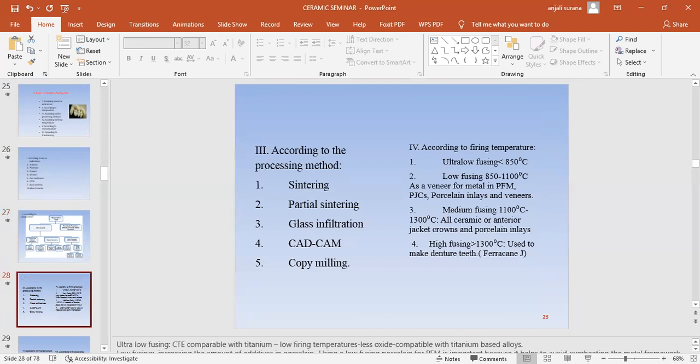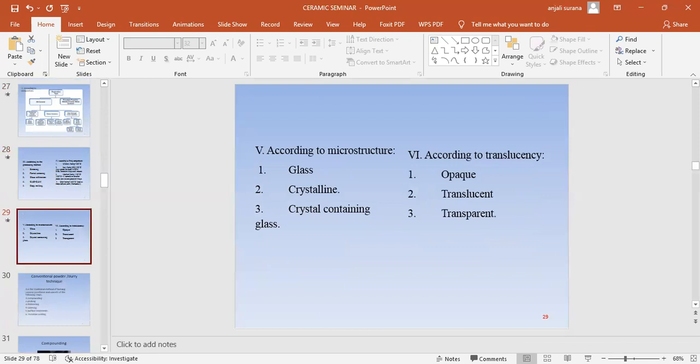Okay. Next, according to the processing method, it can be sintering, partial sintering, glass infiltration, CAD/CAM, or copy milling. According to firing temperatures, it can be ultra low fusing, low fusing. In ultra low fusing, it is less than 850 degrees Celsius. In low fusing, it is 850 to 1100 degrees Celsius. In medium fusing, it is between 1100 to 1300 degrees Celsius. And high fusing is greater than 1300 degrees Celsius. Then according to microstructure: glass, crystalline, and crystal containing glass. And according to the translucency: opaque, translucent, and transparent.